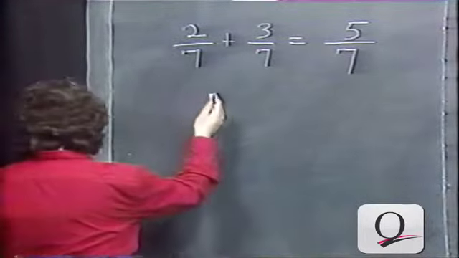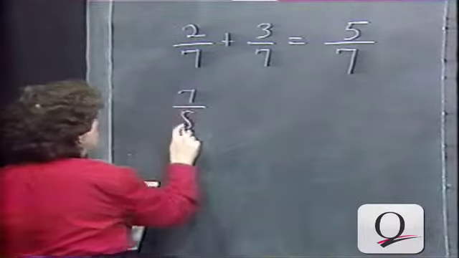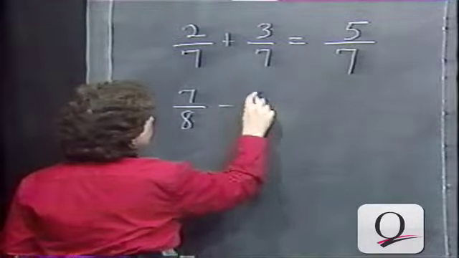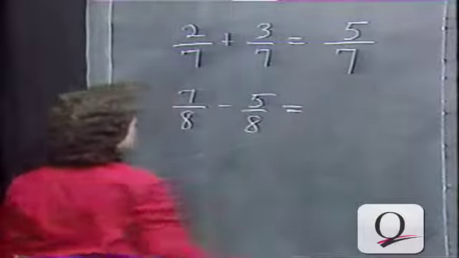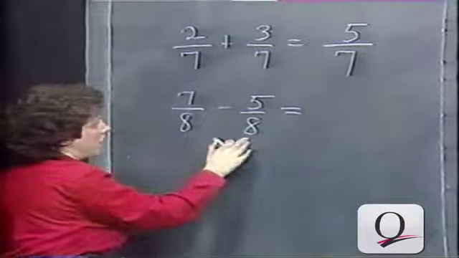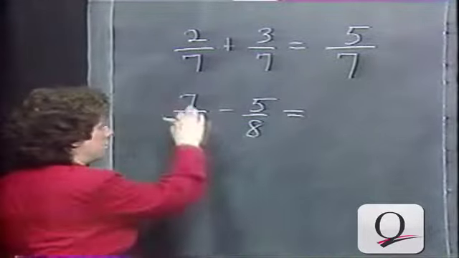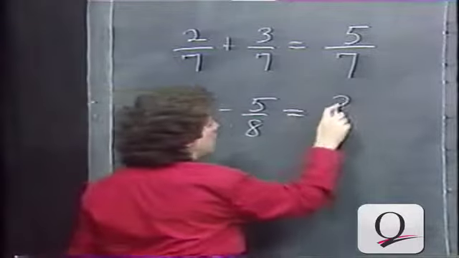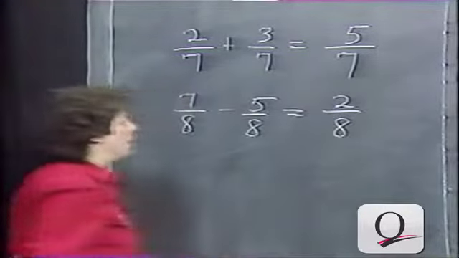To add two fractions having the same denominator, you combine the numerators and put it over the common denominator. On the other hand, if you want to subtract two fractions, the same idea, 7/8 minus 5/8. To subtract two fractions having the same denominators, you combine the numerators, 7 minus 5, and get 2/8.